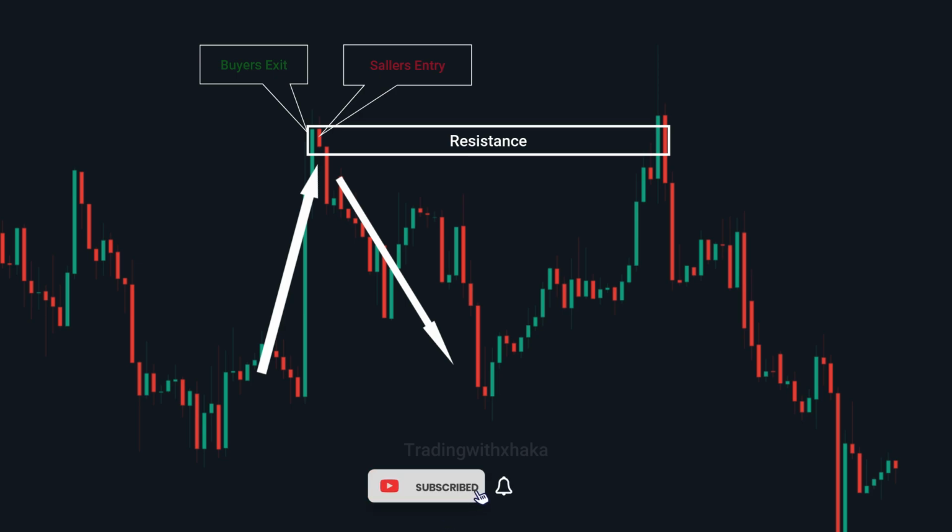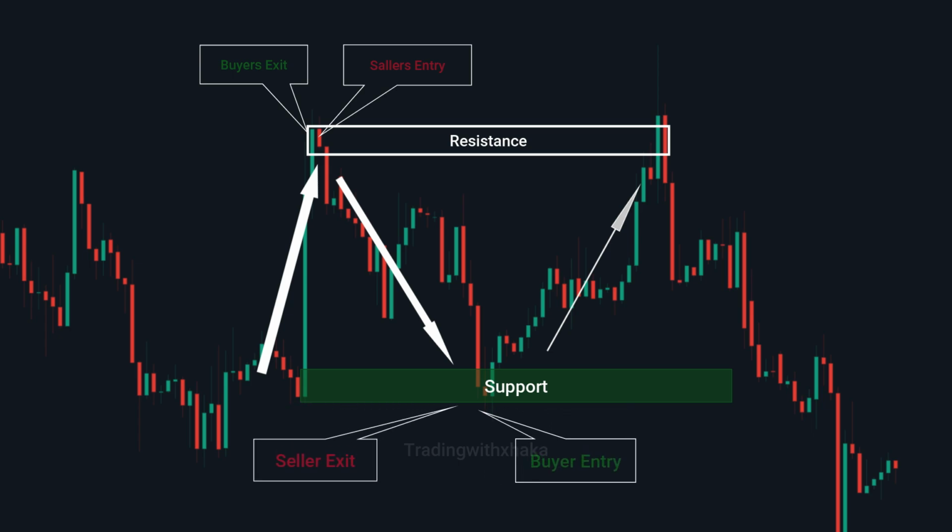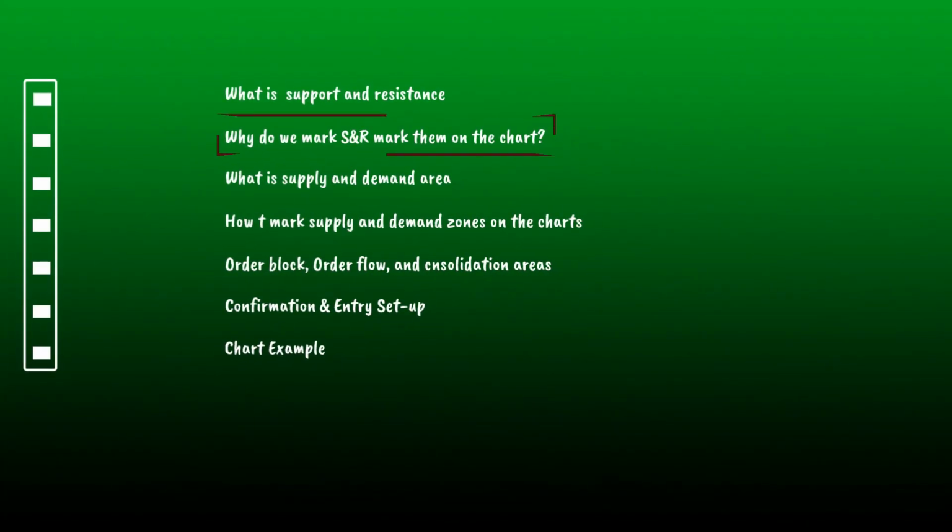Following the price push down, it hit this area and reversed, making it a support zone. It indicated that for whatever reason, the sellers have closed their short positions and the buyers have opened their long positions. These two activities going on in that area are what makes the price reverse from this area. Big question: why do we need to mark these zones on the chart?